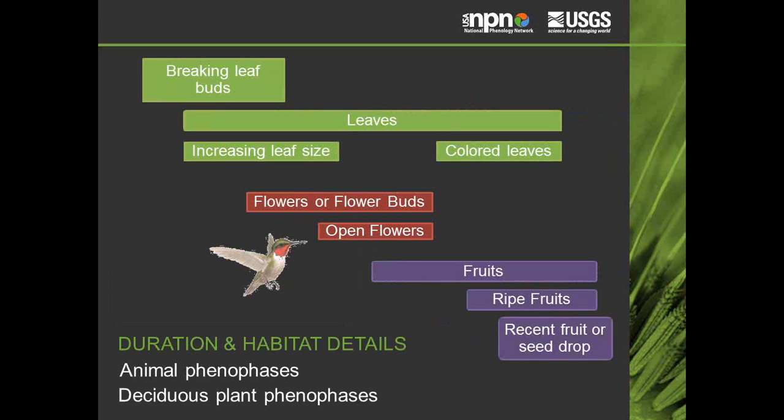Once we have all this information captured in Nature's Notebook, we have ways of outputting the data that really gives you a sense of the duration of the season and how some of these phenophases are overlapping with each other. And in this slide, you can see that the leaves, the flowers, and the fruits might happen at the same time on this deciduous tree. And you can also see that you can include animal phenophases as well, so that you know when certain animals in the habitat are interested in using it.